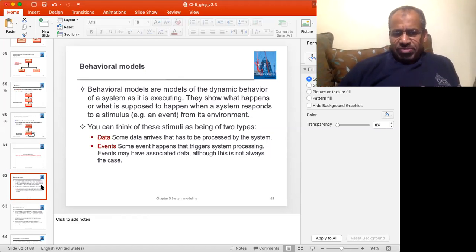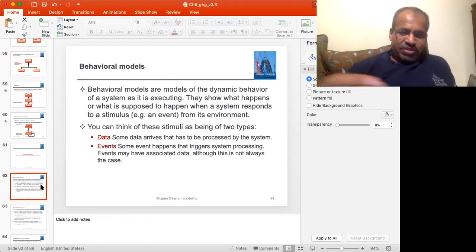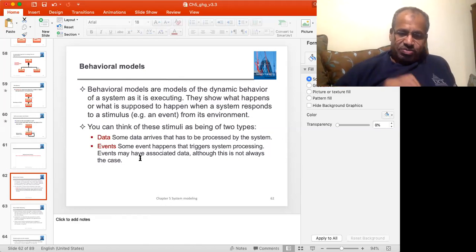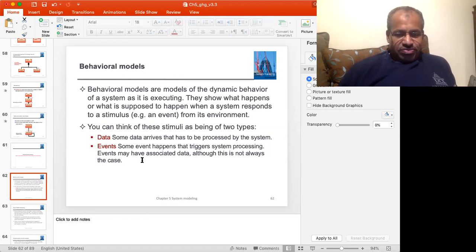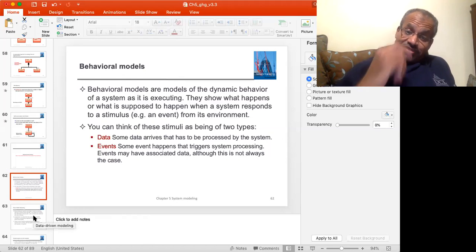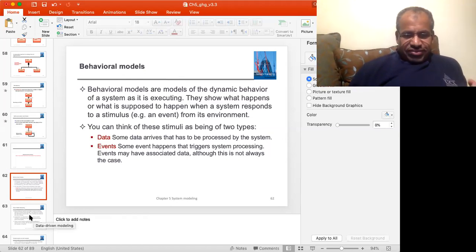Now we can think of these stimuli, the plural of stimulus, as being of two types: either data, so some data arrives that has to be processed by the system, or events, like an indication, a signal of something. Obviously, this can be indicated by data as well, but an event would be important in terms of its timing. But events don't always have to have data associated with them. So the stimuli can be either data or events. Sometimes it's even simply just time passing, which some people treat as just a kind of event as well.